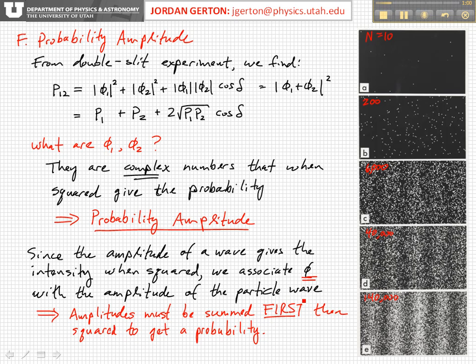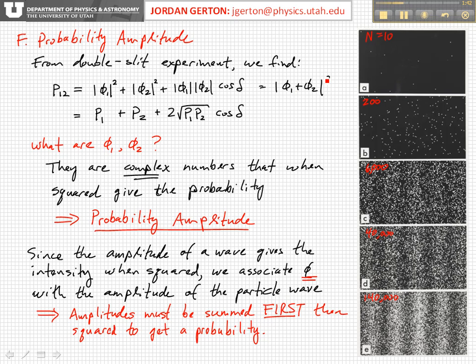Okay, and since it's an amplitude and since it's a wave, you have to sum the amplitudes first and then square them in order to get the probability. So for example, P12, the probability of finding an electron in the electron double slit experiment when both slits are open, is equal to the amplitude of the two particle waves, electron waves, that you would have if you had only slit 1 open and only slit 2 open, phi 1 and phi 2. You have to sum these amplitudes first and then square it in order to get the probability.